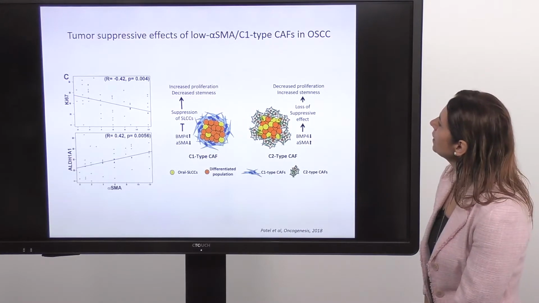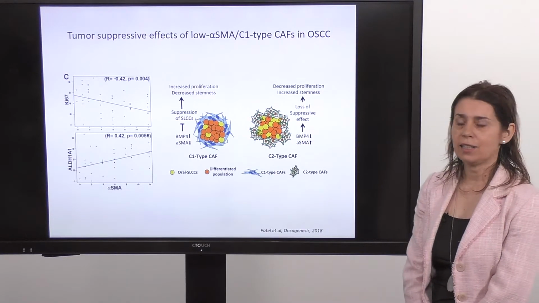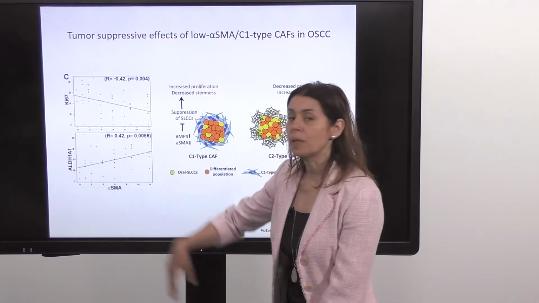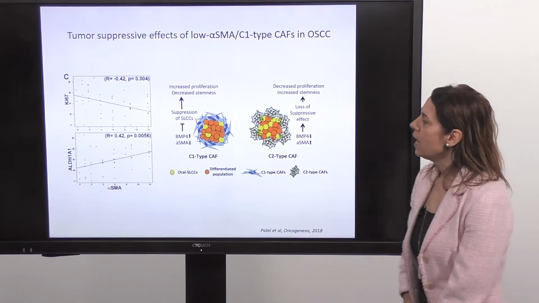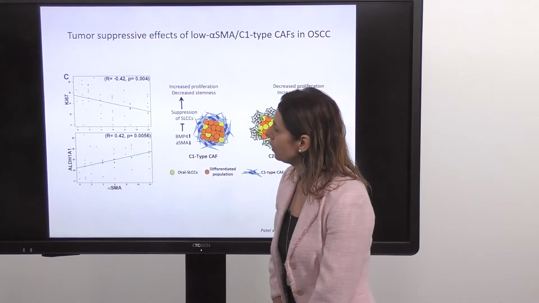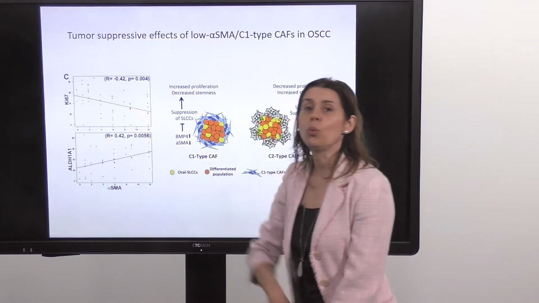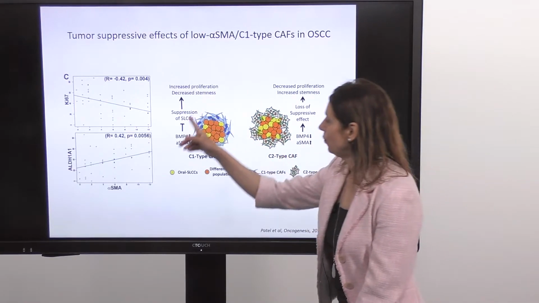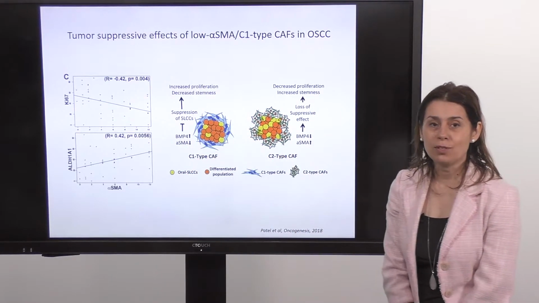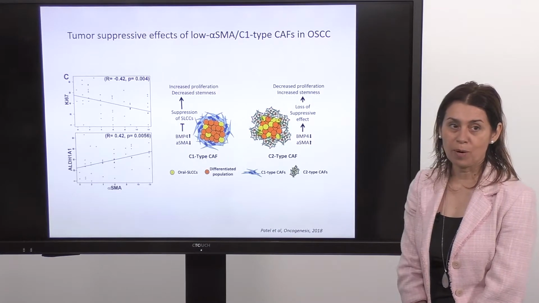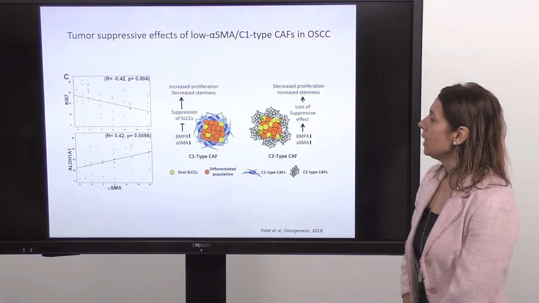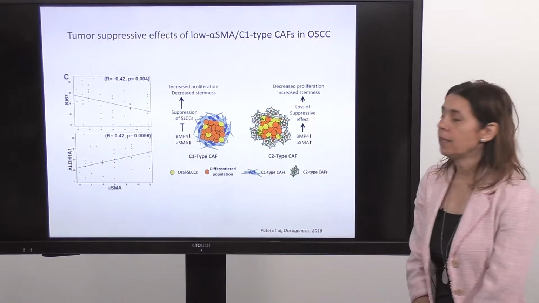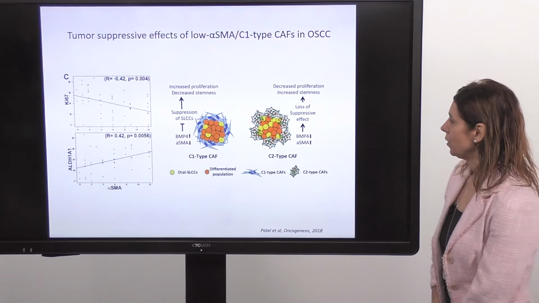So they put up these very interesting models, correlating them with data from patient material in which they could see a correlation between alpha-smooth muscle actin expression in the stroma and the expression of the stem cell marker ALDH1, and an inverse correlation with the proliferation marker Ki67. So this is one of the first indications that we have a tumor-suppressive subpopulation of fibroblasts in oral squamous cell carcinoma. It seems that it acts through BMP4, which is suppressing the stem-like cancer cell phenotype.